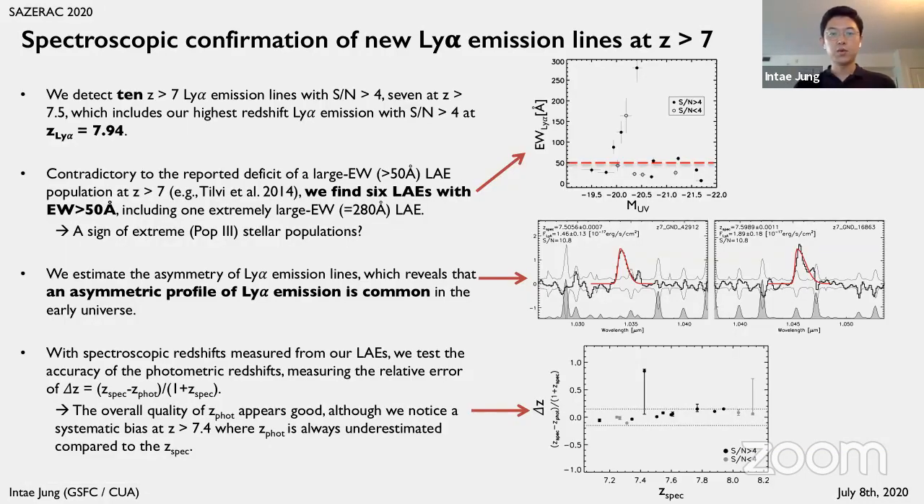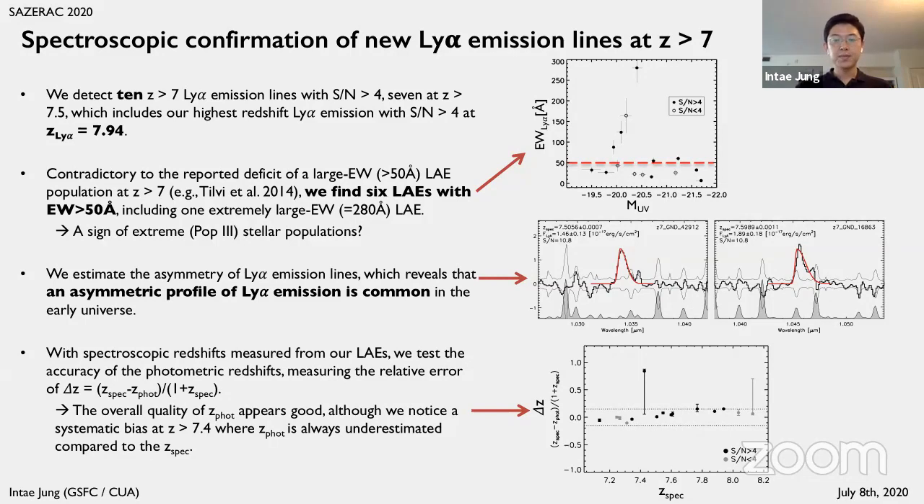Before I move on to estimating the equivalent width distribution, I am giving a quick summary of our findings from the Lyman alpha emission properties. So we detect 10 Lyman alpha emission lines at redshift above 7, including one at redshift 7.94, the highest redshift among these.